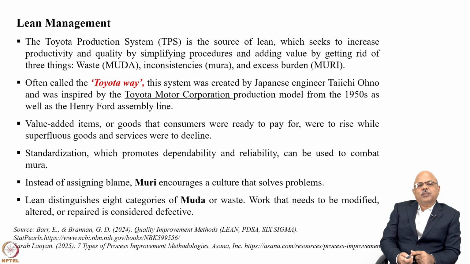The Toyota production system is the source of Lean, and it has been identified that whatever lessons we take, more of the benefits to lean management come because of the Toyota production system. The Toyota production system seeks to increase productivity and quality by simplifying procedures and adding value by getting rid of these three things, and this has been made a foundation to lean management. The waste is the muda, inconsistencies is the mura, and the excess burden is the muri. So muda, mura and muri are the three things which you have to get rid of.